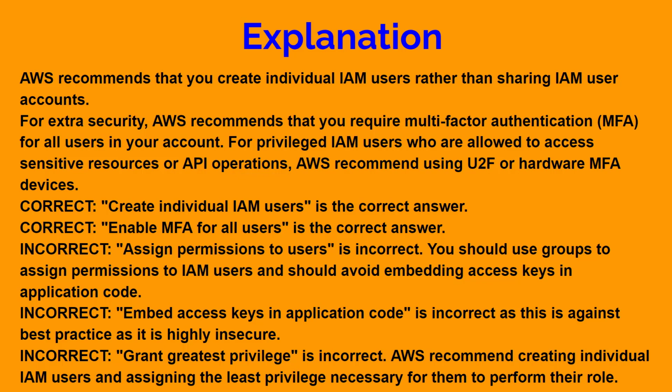Correct. Enable MFA for all users is the correct answer. Incorrect. Assign permissions to users is incorrect. You should use groups to assign permissions to IAM users and should avoid embedding access keys in application code. Incorrect. Embed access keys in application code is incorrect as this is against best practice as it is highly insecure. Incorrect. Grant greatest privilege is incorrect. AWS recommends creating individual IAM users and assigning the least privilege necessary for them to perform their role.